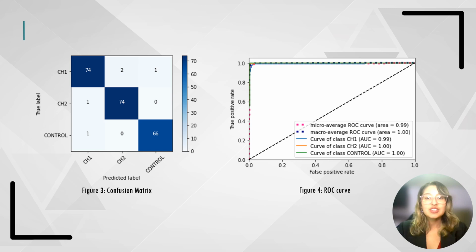The classification results are impressive, with a 98% total accuracy. In the control group, precision, recall, and F1 score all achieved 99%. For the CH1 group, precision reached 97%, recall stood at 96%, and the F1 score was 97%. In the CH2 group, precision hit 97%, recall reached 99%, and the F1 score attained 98%.